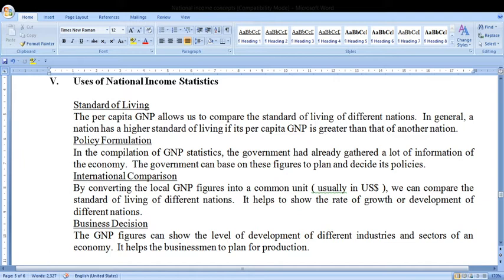We can compare one nation to another nation. In what way we are lacking, we can find out. So international comparison will happen because of national income calculation only.